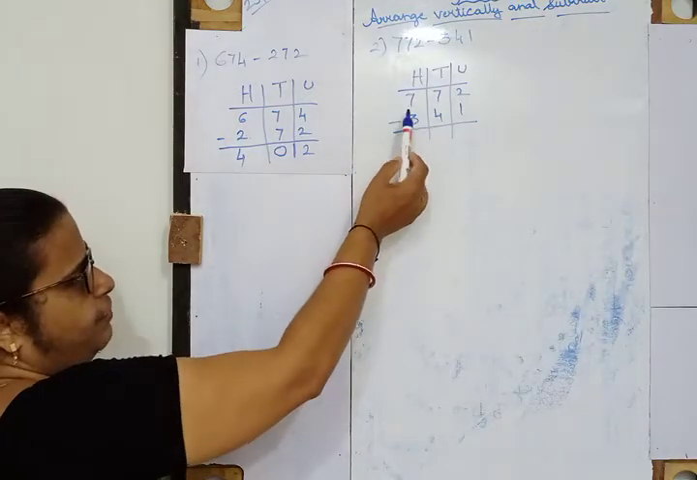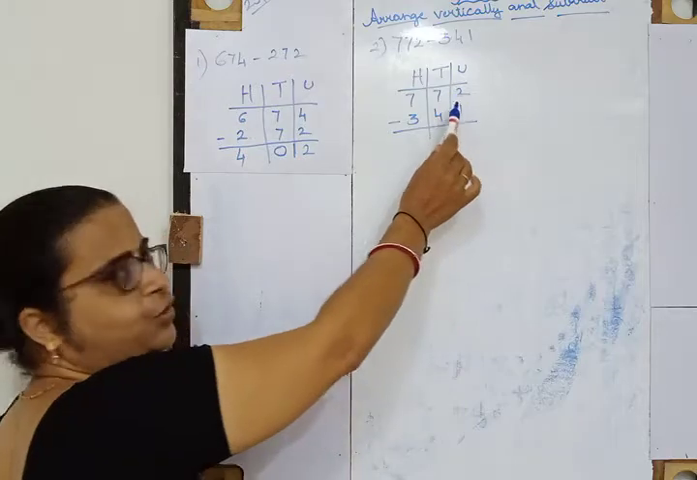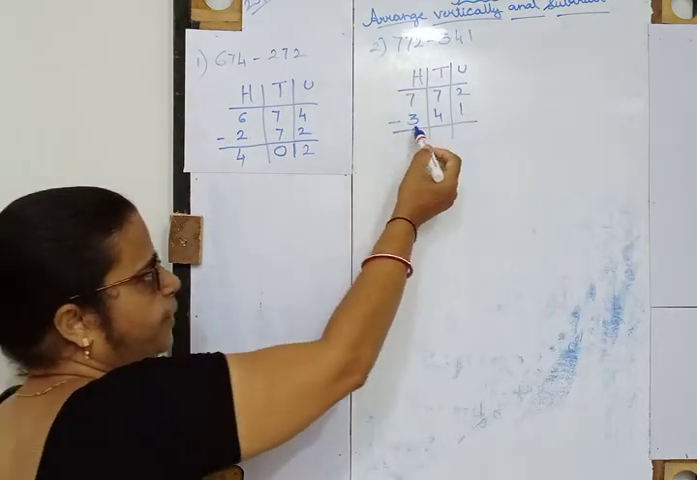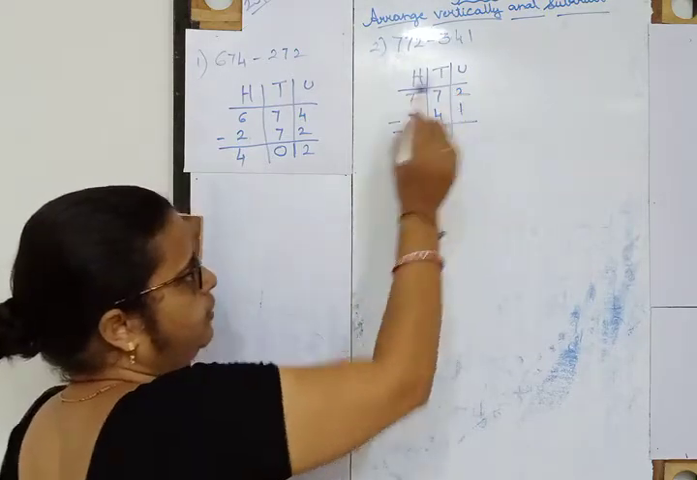In the hundreds column I have written 7, in the tens column I have written 7, in the units column I have written 2. So minus, in the hundreds column I have written 3, in the tens column I have written 4, in the units column I have written 1.